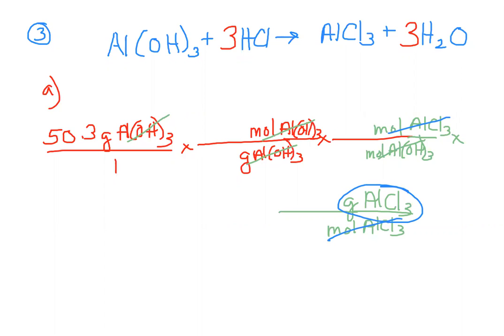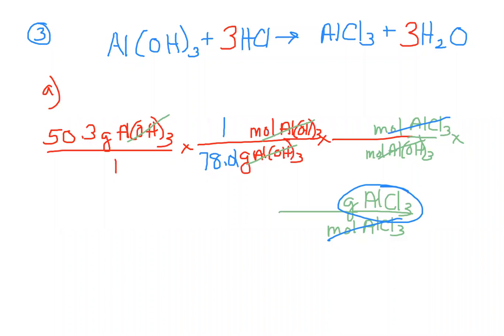So let's go ahead and fill in our numbers. This first one right here, we have moles and grams. Moles and grams always come from the periodic table. You're going to look that up. You're going to have 1 aluminum, 3 oxygen, 3 hydrogen, and you should get 78.01.